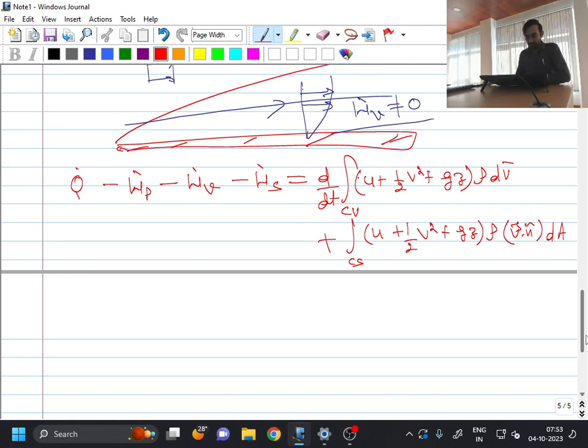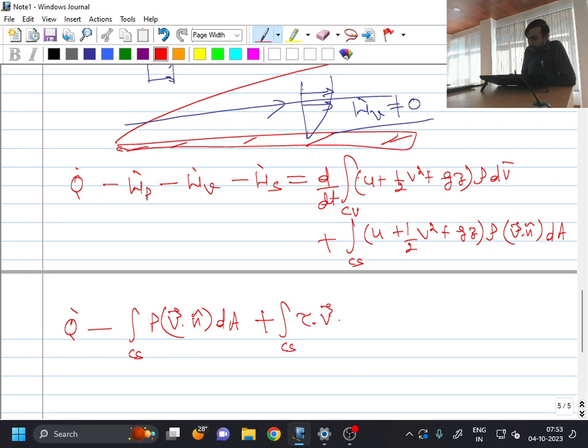Now let's substitute different work formulations over here. If I substitute, I will get Q dot minus the integral over the control surface of P into V vector dot n cap dA, minus minus will become plus, integral over the control surface of tau dot V vector dA, and minus W dot shaft work. This will be equal to the right hand side, which remains as it is, so I am putting just an arrow. Is this point clear?